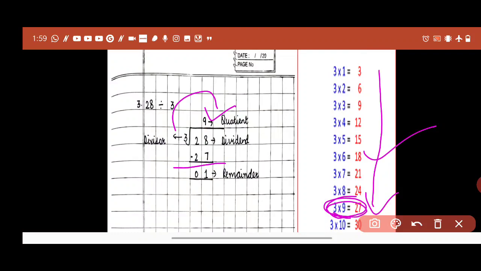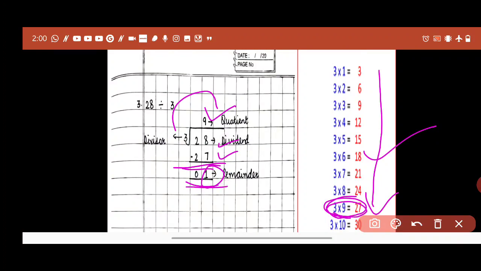Children, over here if a particular number does not come in that table, we will take the next smallest number which is closer to that number. Next smallest. So over here, 28 does not come in the table of 3. Which is the next smallest number after 28? 27. Right? It is smallest and closer to 28. So we will take that number and see. 3 nines are 27. We will write it down below. Subtract both the numbers. 8 minus 7, 1.